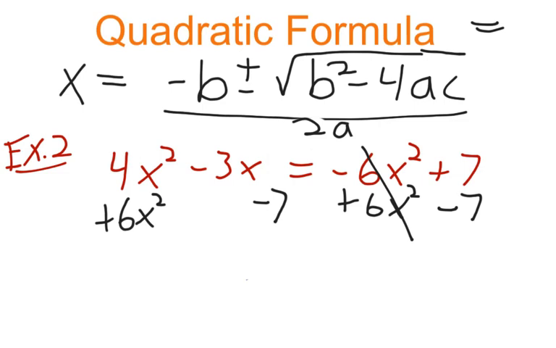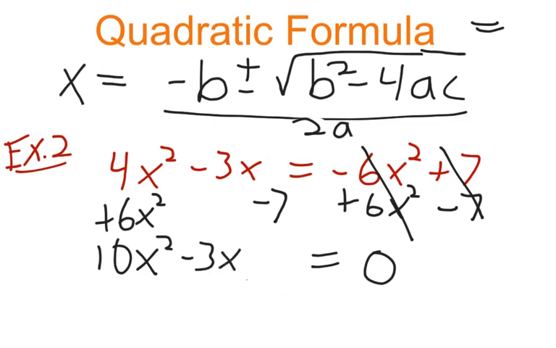Notice I put the minus 7 off to the right of that 3x. That's because it's not a like term with my x term there. So it's kind of going to be hanging all by itself. So 7 minus 7 is 0. So on the right side I just have 0. On the left side, 4x squared plus 6x squared is 10x squared. And my minus 3x doesn't buddy up with anybody. Neither does the minus 7. So I just leave them as they are, bring them down.